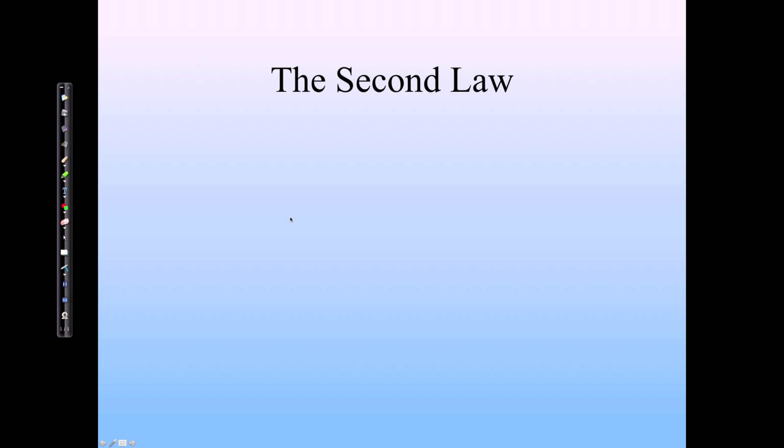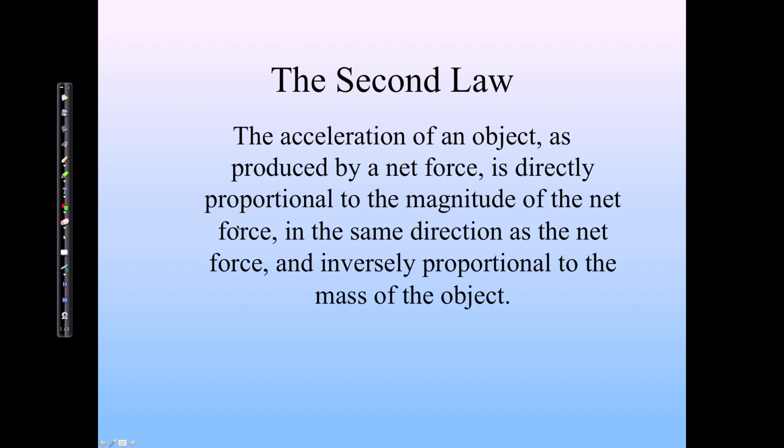All right, now that we've talked about Newton's law of gravitation, we can start talking about Newton's second law, which says that the acceleration of an object, as produced by a net force, is directly proportional to the magnitude of the net force, in the same direction as the net force, and inversely proportional to the mass of the object. That is to say, a bigger force makes a bigger acceleration, a bigger mass makes a smaller acceleration.